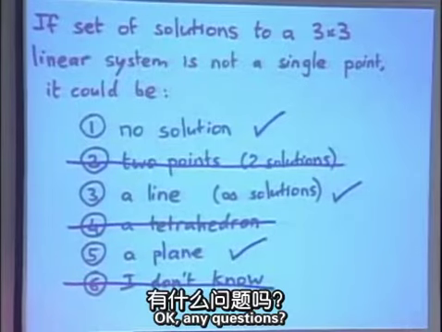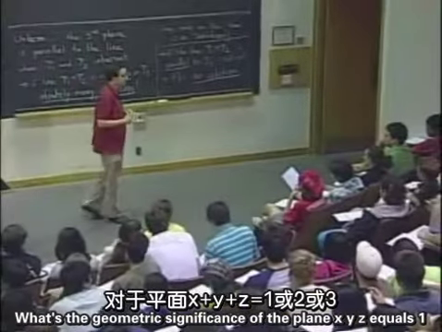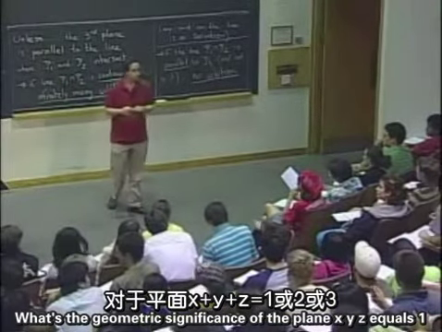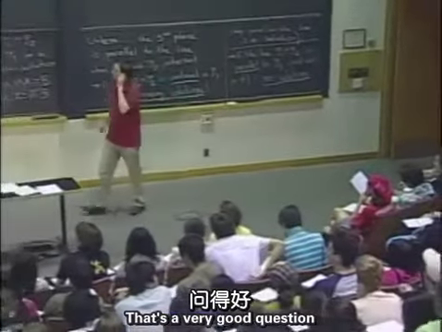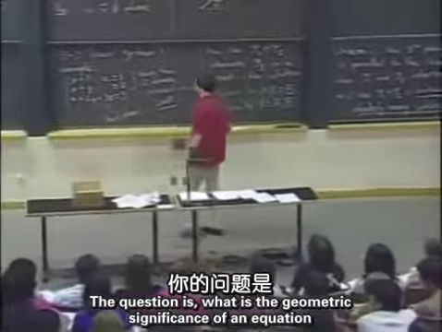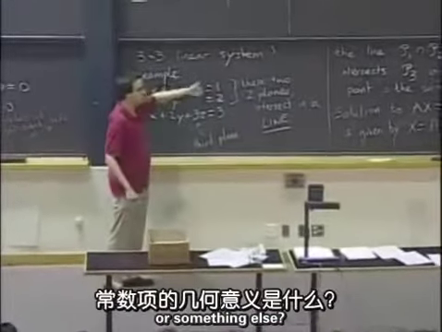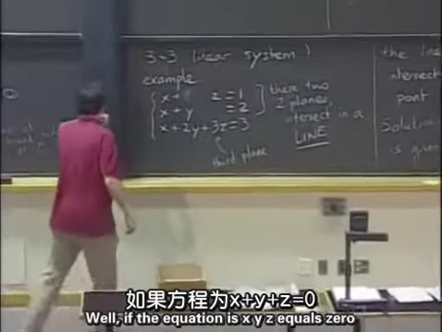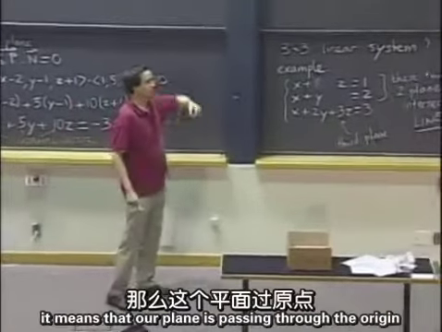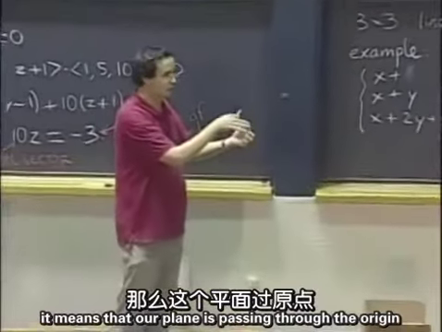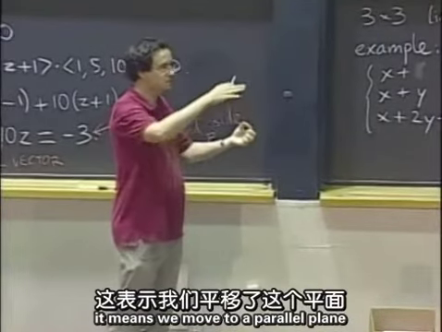Okay, any questions? Yes? Okay, so that's a very good question. The question is, what is the geometric significance of an equation like x plus y plus z equals 1, 2, 3, or something else? Well, if the equation is x plus y plus z equals 0, it means that our plane is passing through the origin. And then if we change the constant, it means we move to a parallel plane.